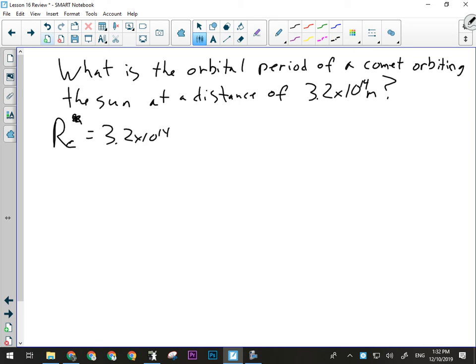If I'm going to use Kepler, I need one more object that orbits the sun. Earth. Okay, so I'm going to say that the period of the Earth squared over the radius of Earth's orbit cubed equals the period of the comet's orbit squared over the radius of the comet's orbit cubed.